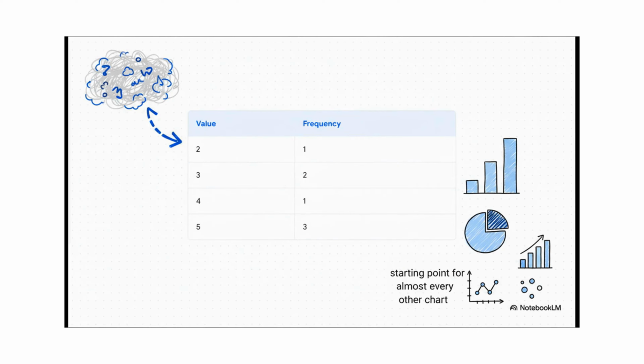And boom, look at that transformation. That chaotic jumble of numbers from before is now perfectly organized in this little table. We can see just at a glance that the number 5 is the most common. It showed up 3 times. This simple table is the crucial starting point for pretty much every single chart we're about to discuss.